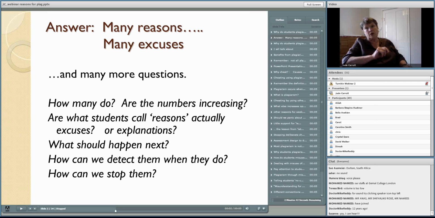But you also can ask why, looking to the future. So you can say, why did they do it? Meaning, what are they trying to achieve? What's trying to be the benefit that the student hopes to take by using plagiarism?